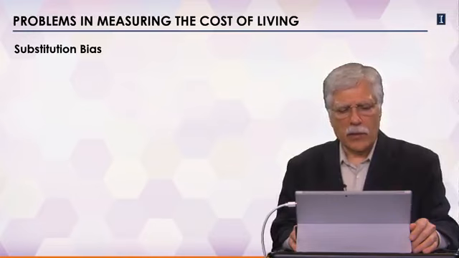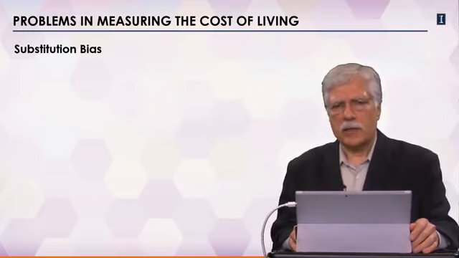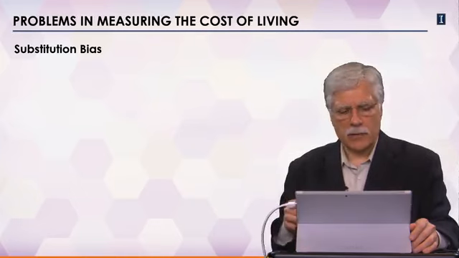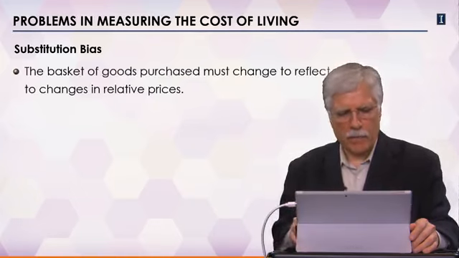The third source of bias in calculating CPI is called substitution bias. Let me explain this to you.